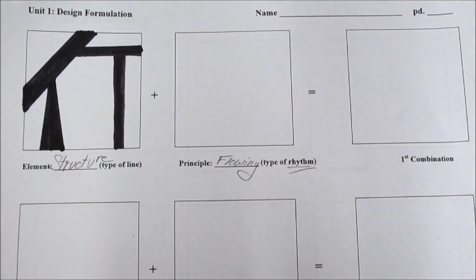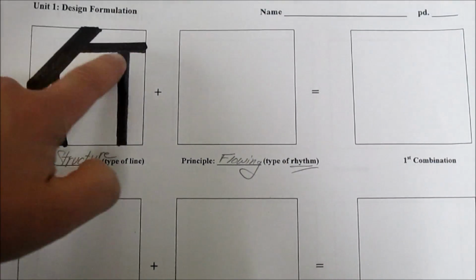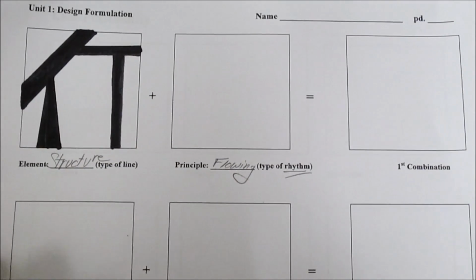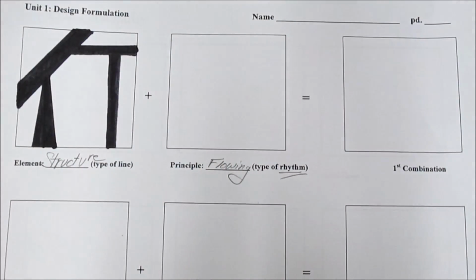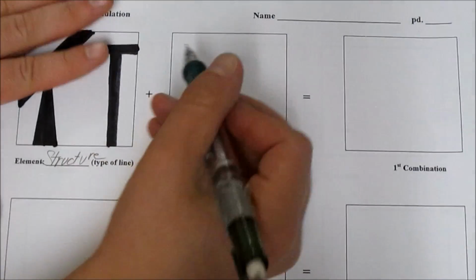All right, so I went ahead and created my structural line drawing. Remember that this is black and white. I kept it fairly simple on purpose. I tried to provide each line its own unique thickness so that each section had a distinct feel. Next, I'm going to go ahead and create my flowing rhythm.